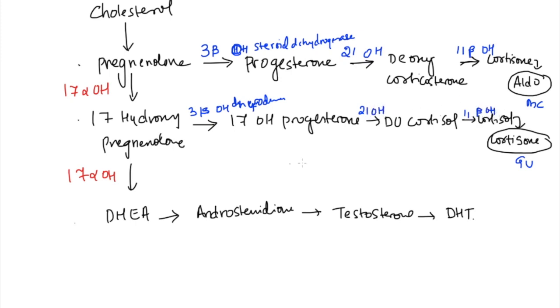Now further on, and here, this enzyme is what is important for us. We'll talk about it later on. So now this pathway, we will come to this in a while. Now how do we remember these numbers?